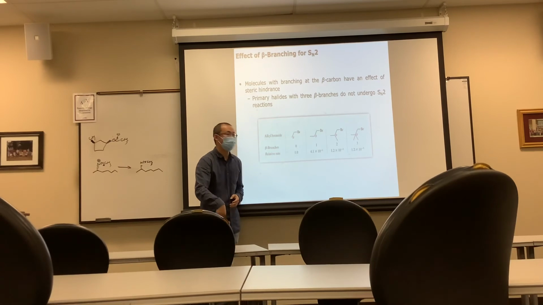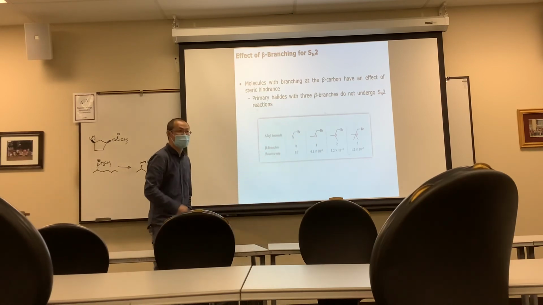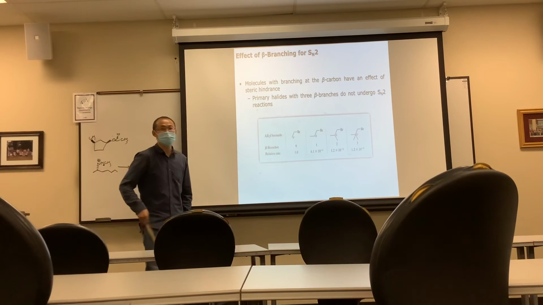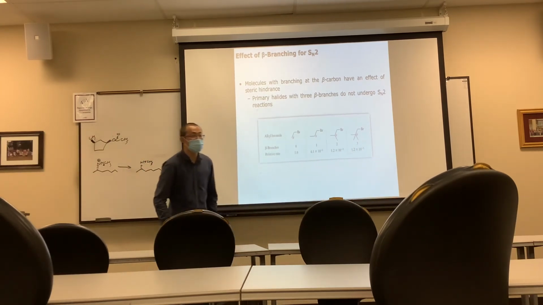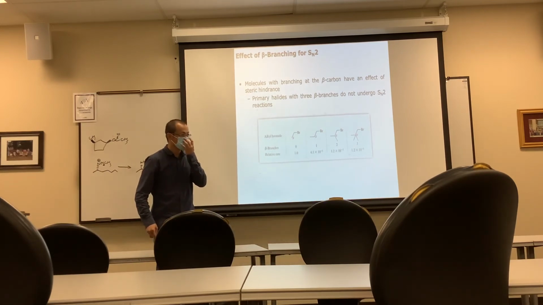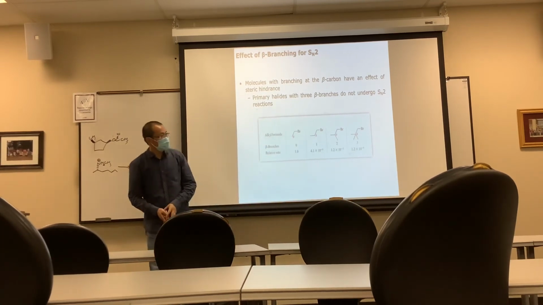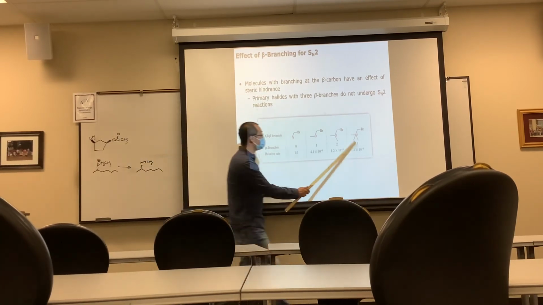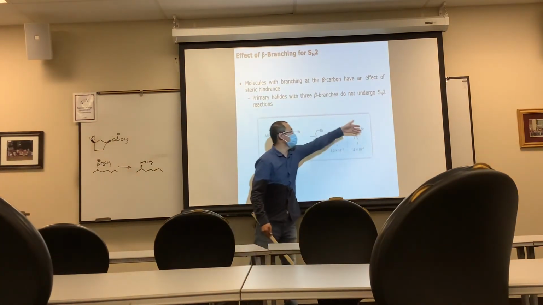SN2 prefers what? Primary over secondary. And never on what? Tertiary. And that's not only on the alpha carbon. Sometimes the beta branch also affects SN2. If you have a heavy beta branch, SN2 will also be hindered. If you have a tertiary beta branch, like this three branches, SN2 doesn't happen either. So, if you have a structure like this, no SN2. Again, it's too crowded.